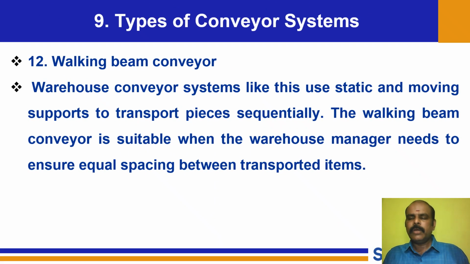And the final type, the walking beam conveyor. It uses static and moving supports to transport pieces sequentially, one after the other. The walking beam conveyor is suitable when the warehouse manager needs to ensure equal spacing between transported items. We'll see the design, then you will be able to understand as well. I'll explain.